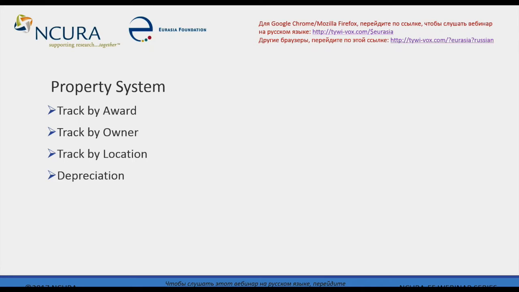The system should track by location so that interested parties and administrators know where those items are currently being kept on your campus. And the system should calculate depreciation. This is necessary for various accounting and financial statement purposes.